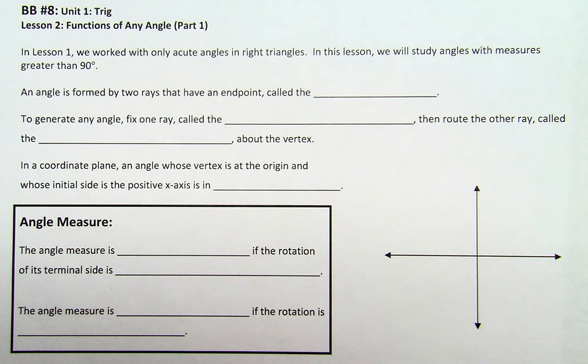Okay, so today we're going to talk about Blackboard Assignment 8, which is introducing us to Lesson 2, where we're going to talk about functions of any angle. So this is going to be Part 1. Part 2 is going to be part of our next Blackboard assignment, assignment number 9.